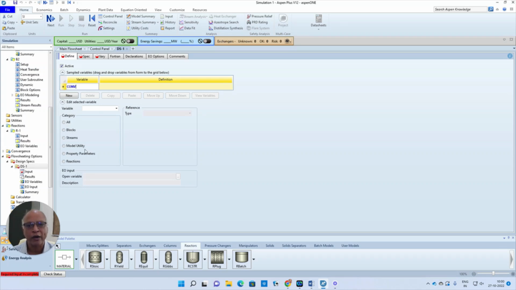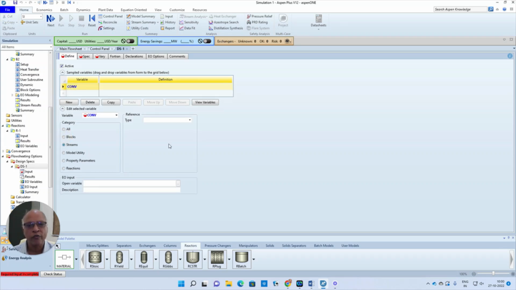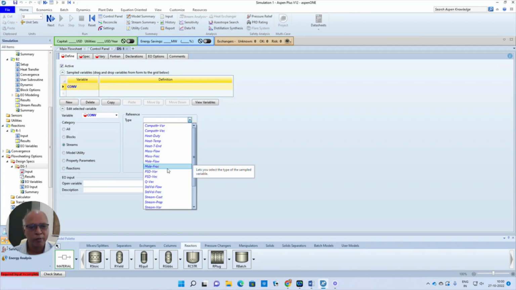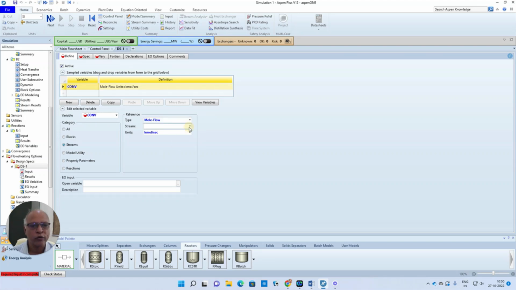I would like to read the conversion in terms of the stream flow rate. Of course, if you want, you can also define conversion by defining the outlet flow rate and defining the conversion. This is from the exit of the second reactor. The component is.